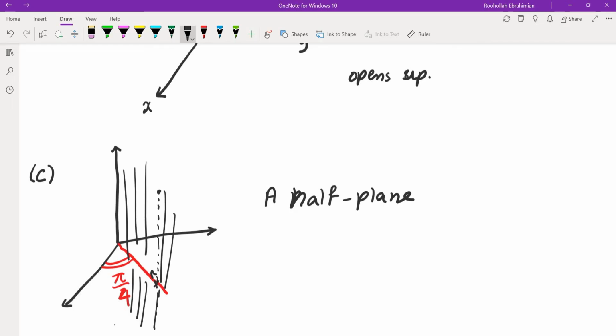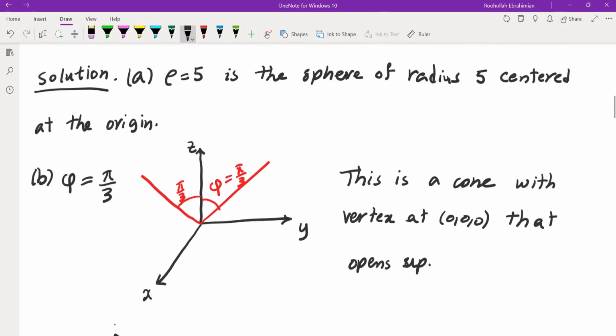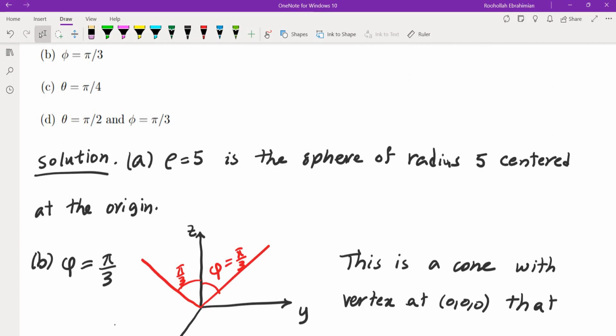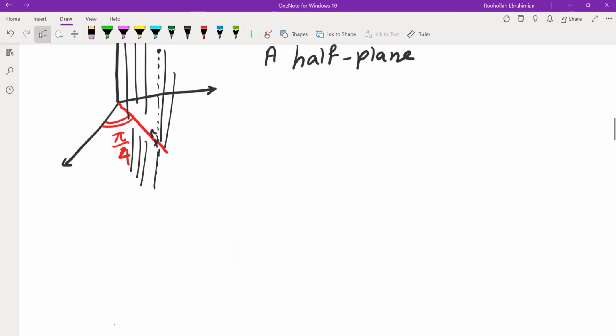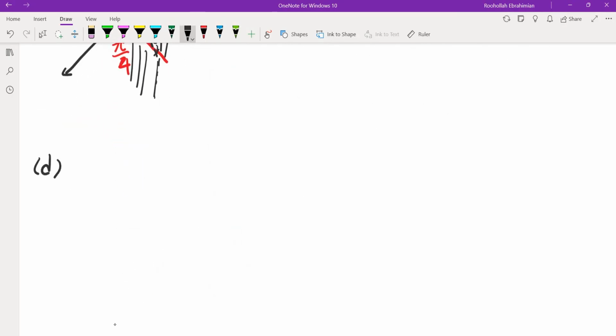So that's the third one. And finally, the last one is theta equals pi over 2, which is a half plane, and phi equals pi over 3. So phi equals pi over 3 is a cone. Theta equals pi over 2 is a half plane. So we have theta equals pi over 2 is in fact the YZ plane.